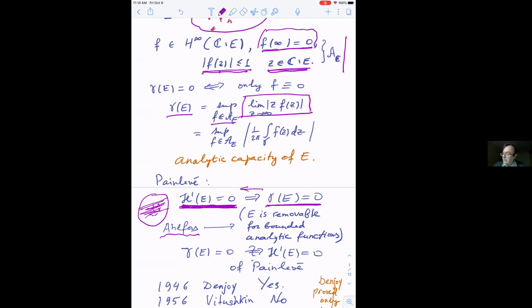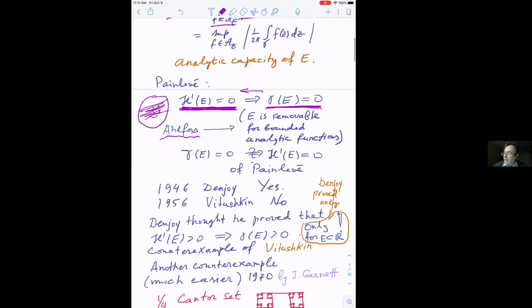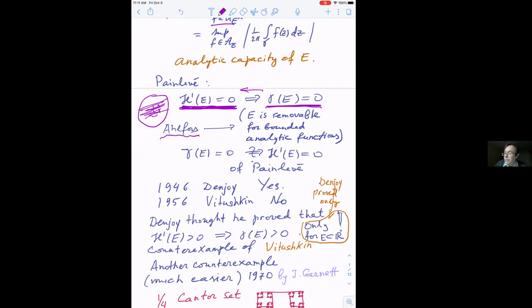So anyway, that's a small part of the answer. If the length is 0, then the set is removable. Okay, but the other part of the answer should be the opposite arrow. And actually, Painlevé didn't exactly ask this question: is it true that gamma of E is 0 implies that length is 0? He just said, please describe geometrically what it means that gamma of E is 0.